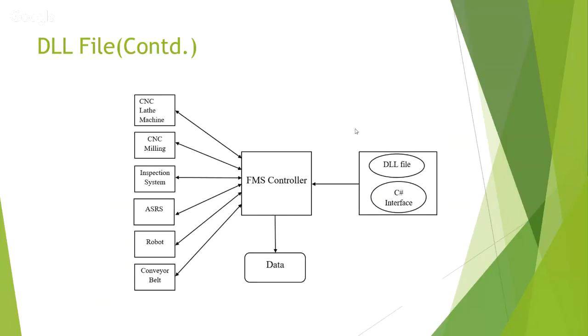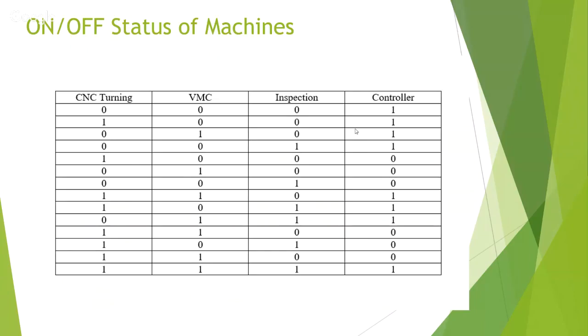So how did I collect the data? For this, I am using 5 components of the FMS: CNC turning, VMC milling machine, inspection, and controller. 0 represents the off status of the component and 1 represents the on status. I tried these combinations. In the first combination, I put the CNC turning, VMC milling machine, and inspection system off and the controller on, then created a program and extracted the data. In the second combination, I turn the CNC on and VMC, inspection and controller are off. So I try these different combinations to get the data.